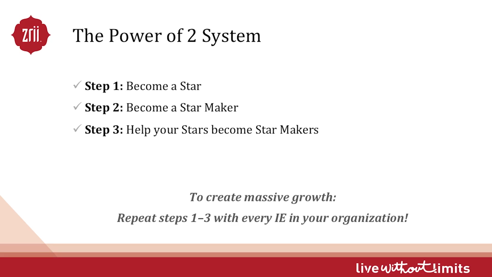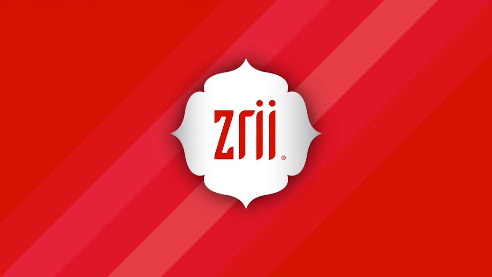The Power of Two system will help you build a solid revenue-generating sales organization. All you have to do is keep repeating steps 1, 2, and 3 with your new personally enrolled independent executives, and you'll be well on your way to unlocking all of the bonuses in the Zrii Prosperity Plan and becoming your own boss. It's fun and it's exciting to be a Zrii independent executive with the Power of Two system.